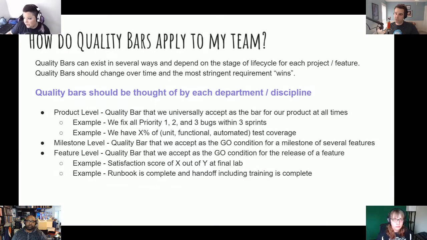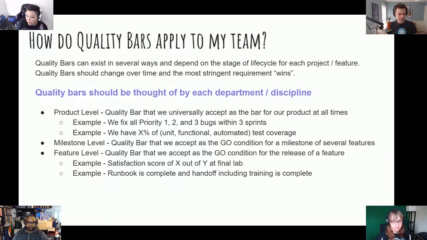Let's start with the basics, right? They can exist in several ways and depend on the life cycle of each project. And they definitely should, I say should, that's a bad word in QA, they will change over time. And the most stringent requirement wins. So they really need to be thought of by each department.